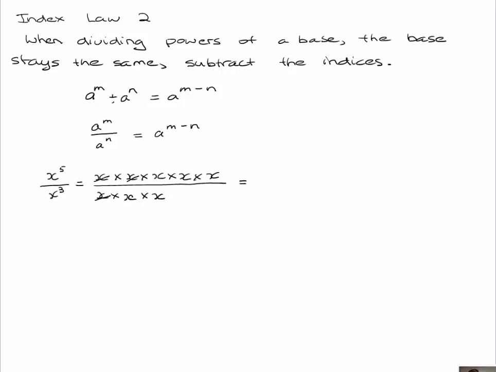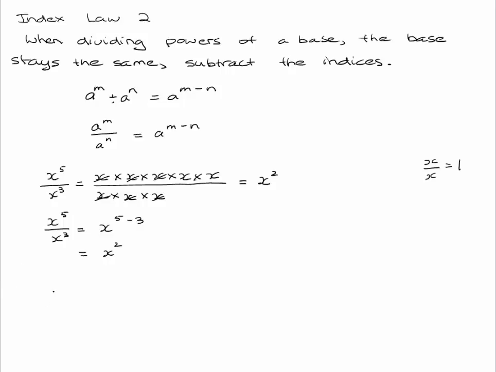And so an x on the top and an x on the bottom can cancel out, an x on the top and an x on the bottom, an x on the top and an x on the bottom. And so we're left with two x's on the top, and so that is x times x, or x squared. The other way to think about this is x to the power of 5 over x cubed is also a division, and when we divide we subtract, and so x to the power of 5 minus 3 is x squared.